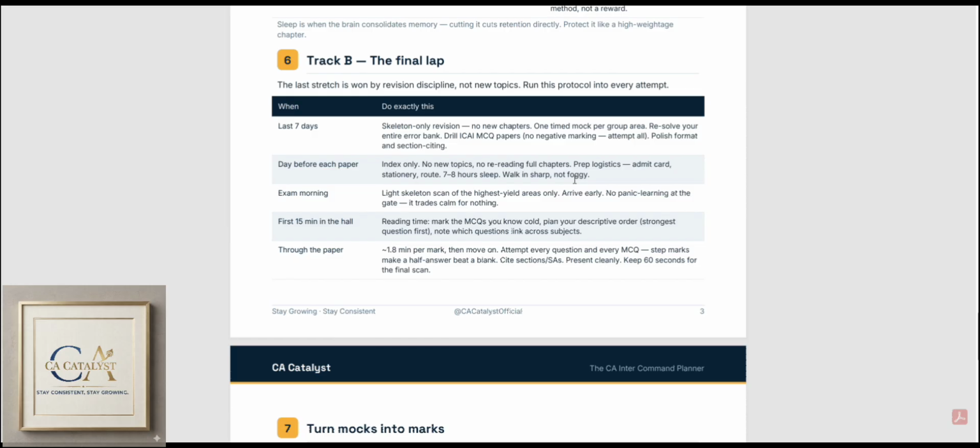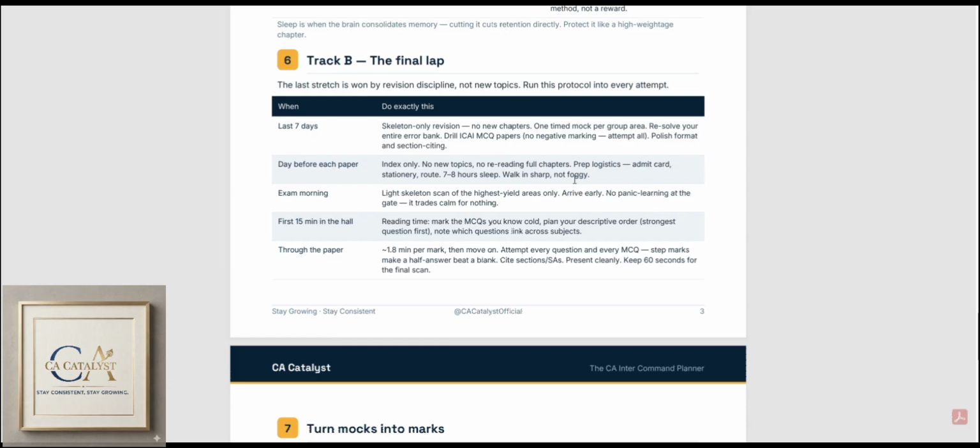So the exam morning, what you do is that if anything is left out from the index that you need to see, you can have that light skeleton, high yielding areas only. And by 11:30 you should be winding up. Nothing you should be studying. Okay, no panic learning at the gate. Just be calm, because everything you learned is consolidated and it is there in your brain.